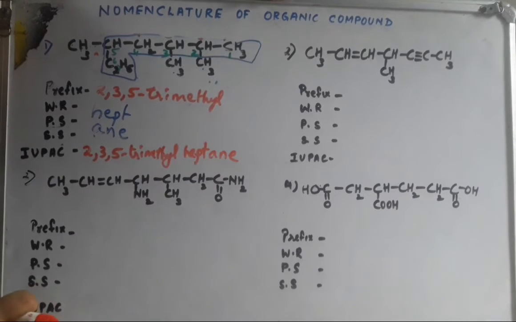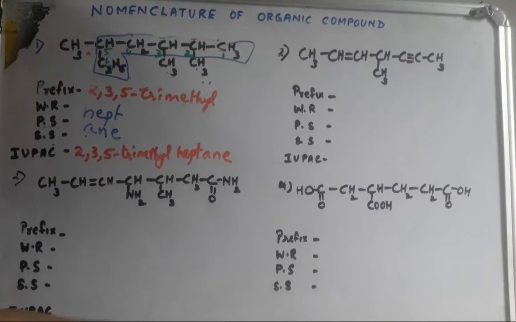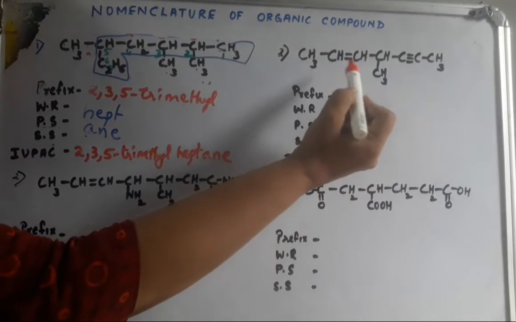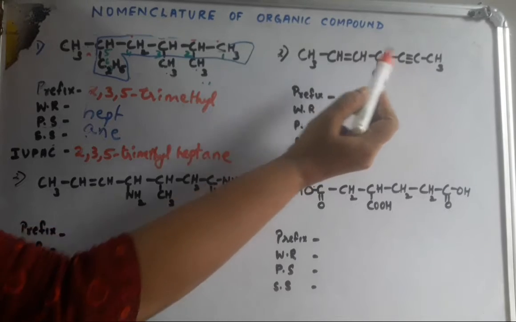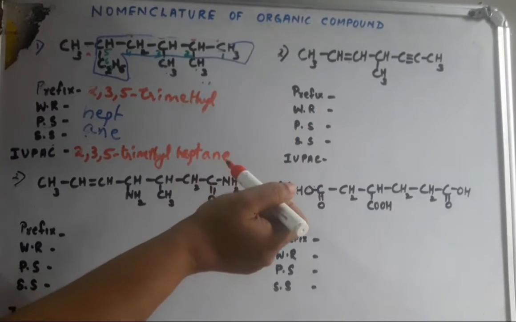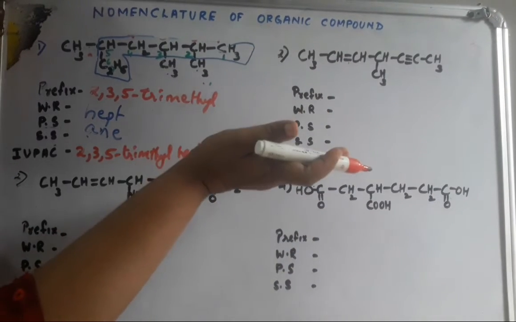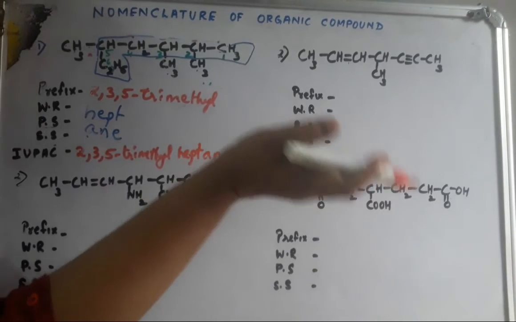Now let us move on to the next compound. Here you can see again a carbon chain, but here there is an unsaturated carbon chain. There is a double bond and a triple bond. When a double bond and a triple bond are both in a carbon chain, preference will be given to the double bond. Double bond gets preference and triple bond lesser preference.